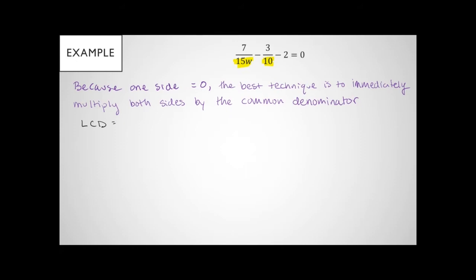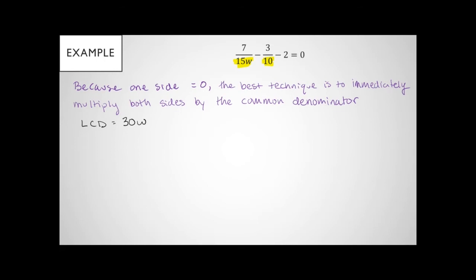So 30, I can divide 15 into 30 and 10 into 30. So my least common denominator is going to involve 30. And then because one of the fractions has a w and the other one doesn't, I need to have a w. So my least common denominator is going to be 30w.